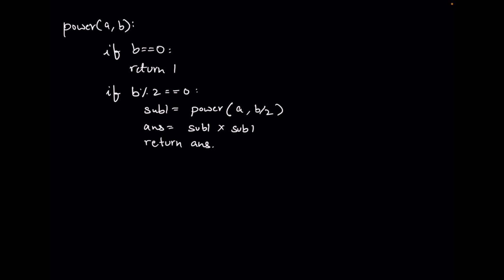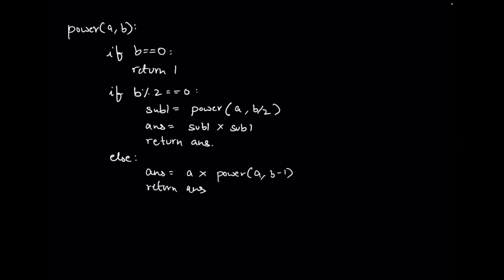But if b isn't even, that means if b is odd, then the answer can simply be a into power of a comma b minus 1, which is basically the previous approach that we had used. And then we can return the answer, okay? So that's our whole recursive function for the solution to this problem.